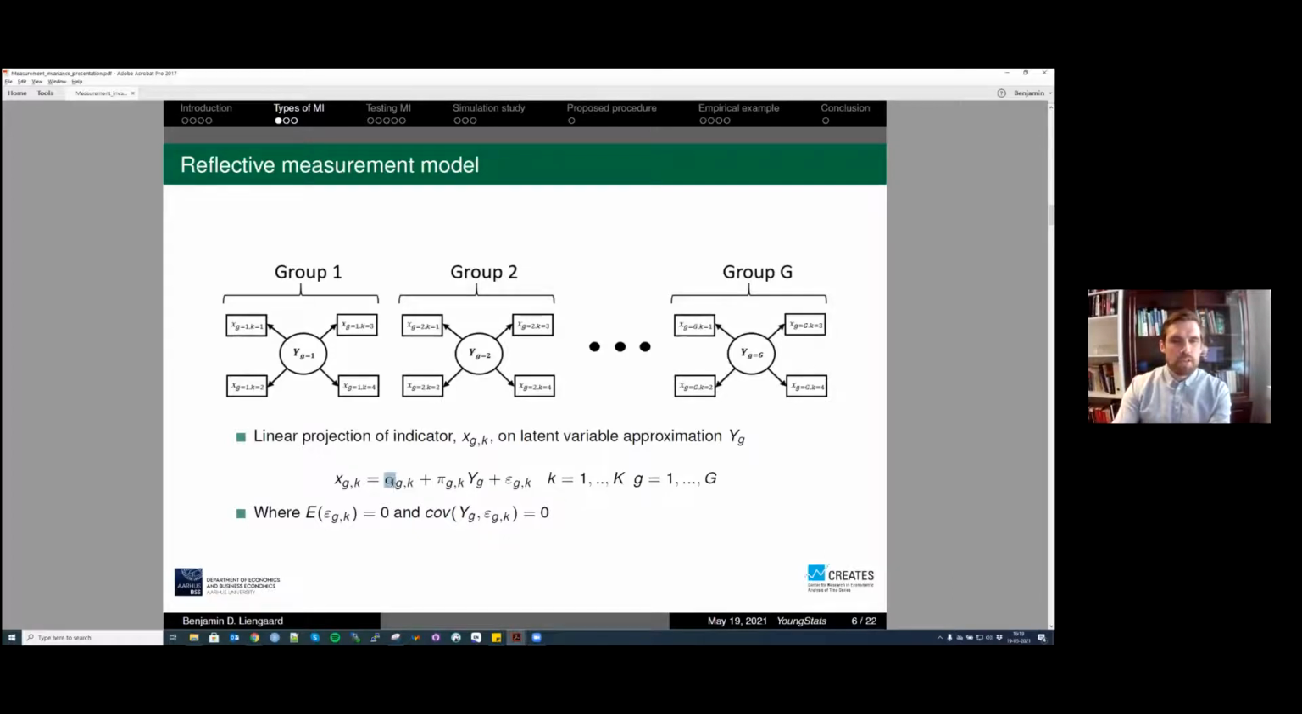So what I want to test in this research is if the intercepts, the alphas, are the same between groups for a specific indicator. And we'd also like to test if the loadings are the same for different groups for a specific indicator.